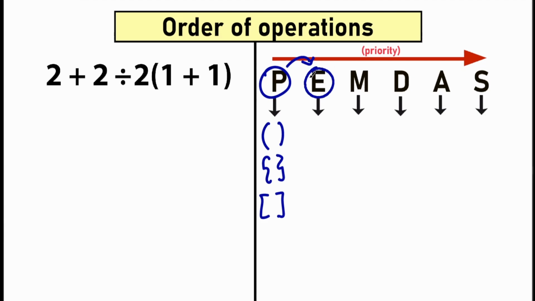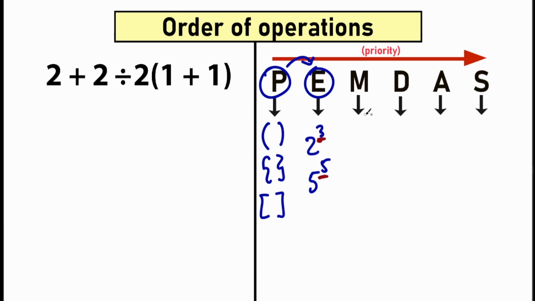The next step is E. E stands for exponents, and we are talking about, for example, 2 to the power 3, or 5 to the power 5. So we're talking about these powers. Okay, don't be scared about it. This is basic power. So for example, we have right here 2 to the power 3. We need to raise these after parentheses.